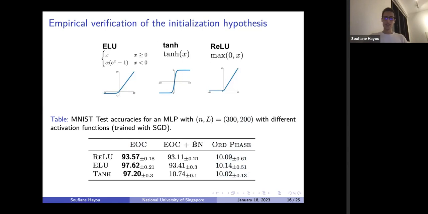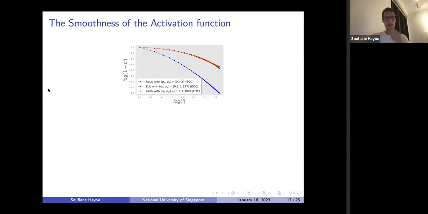So it's stuck at the trivial performance, right? You can make it train by adding some solutions, like degeneracy, for example, but you still achieve even better performance without degeneracy if you just initialize at the edge of chaos. And this is consistent for all the choices of the activation functions. Now, this is an empirical verification of this initialization hypothesis.